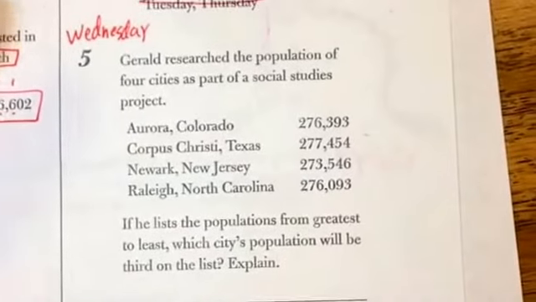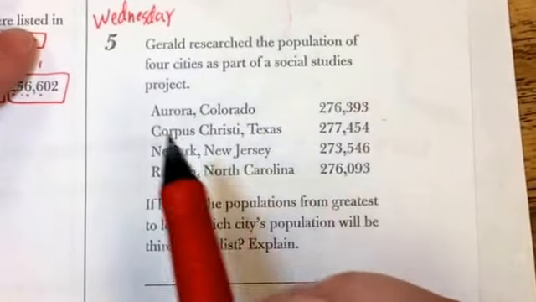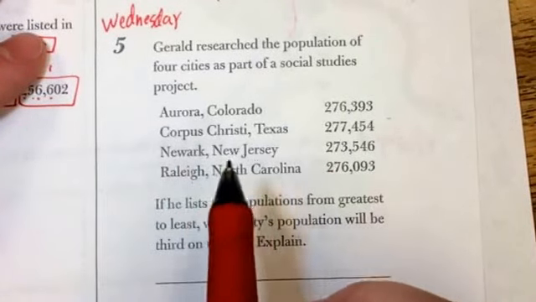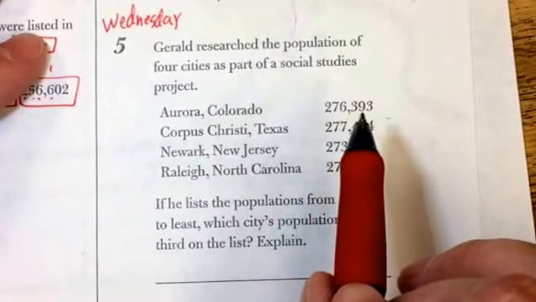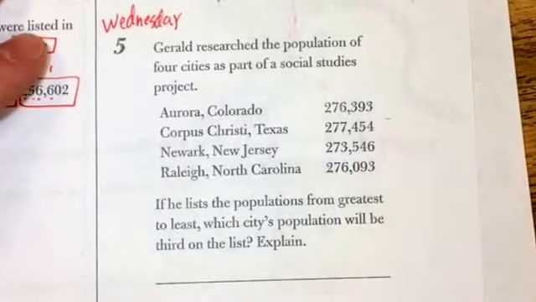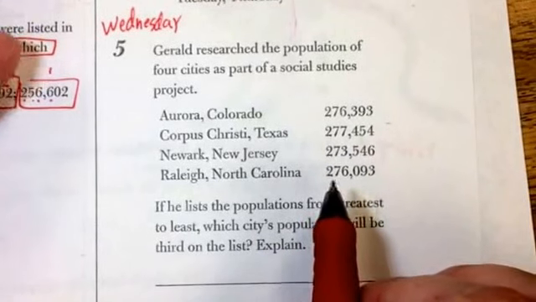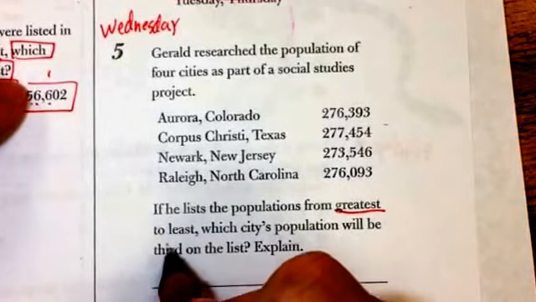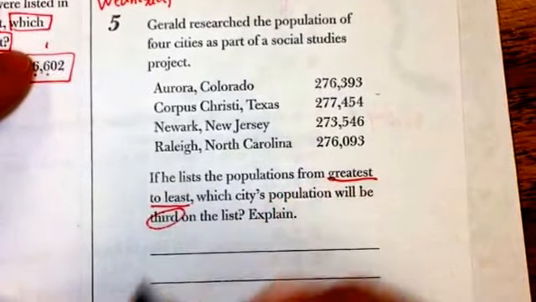All right, now looking here at number 5, Wednesday. Gerald researched the population of 4 cities as part of a social studies project. We've got Aurora, Colorado, Corpus Christi, Texas, Newark, New Jersey, and Raleigh, North Carolina. 276,393, 277,454, 273,546, 276,093. If he lists the population from greatest to least, which city's population will be third on the list?